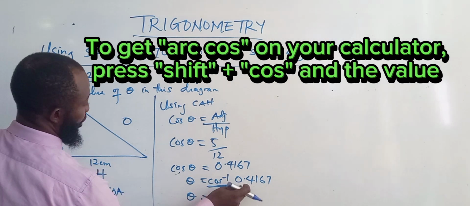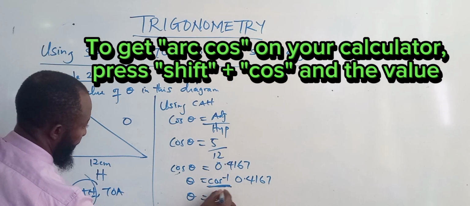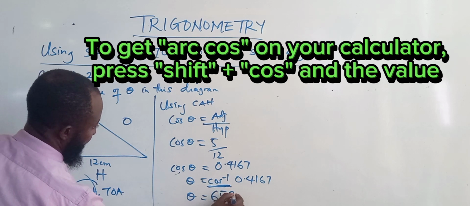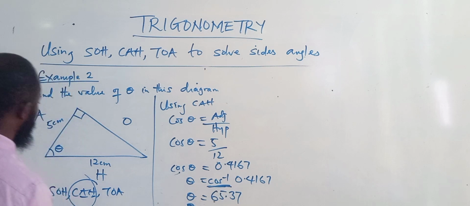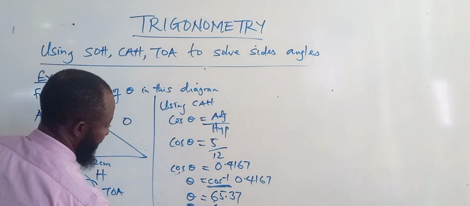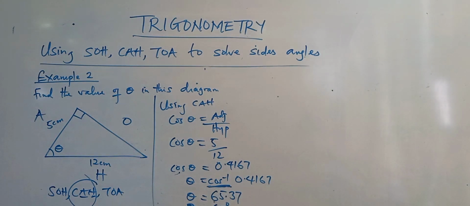Then punch this 0.4167. So it will give you 65.37. So approximately the theta, the degree, this angle is what? 65 what? Degrees.